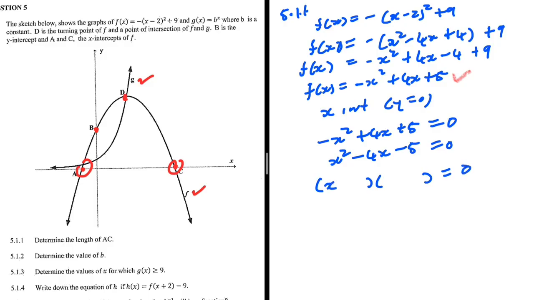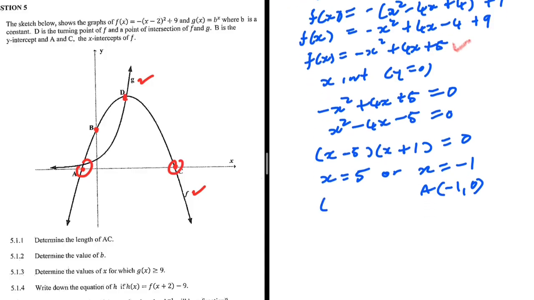So factors of minus 5, of which when we add, we get minus 4. That is minus 5 and plus 1. Okay, minus 5 plus 1 is minus 4, and then minus 5 multiplied by plus 1 is minus 5. So x is equal to 5, or x is equal to minus 1. So this is A. A is minus 1 and 0. And then C is 5 and 0.